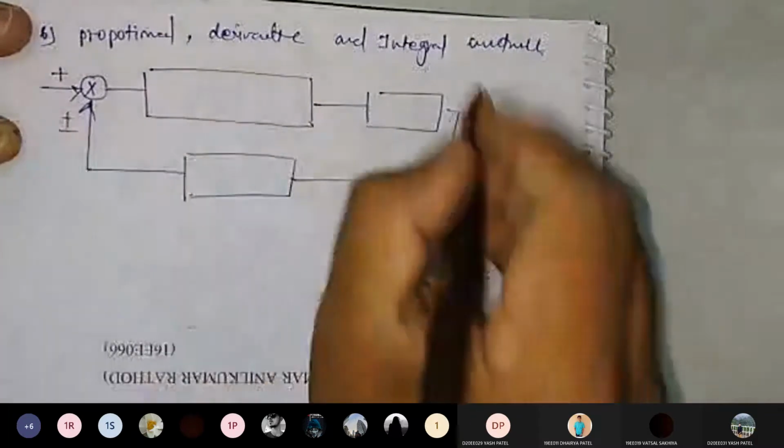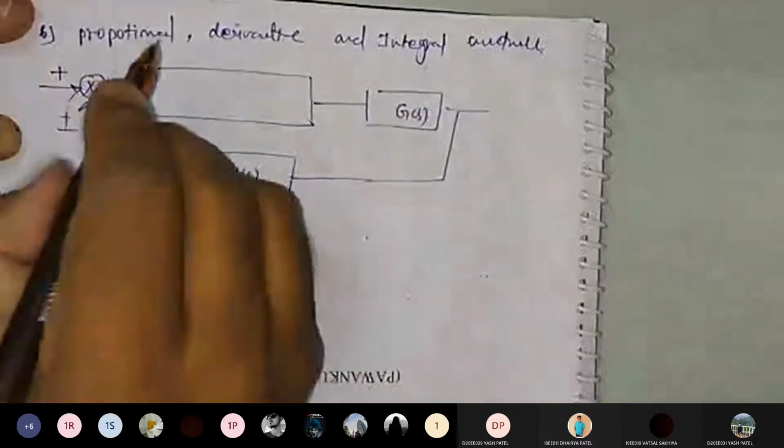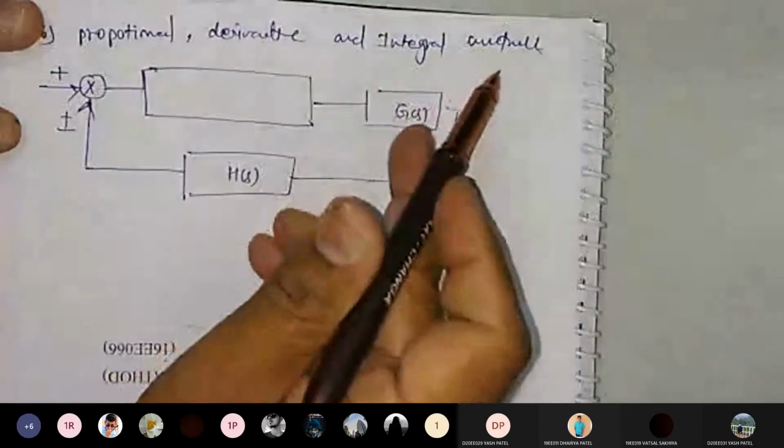We will be having this G(s) over here, we will be having H(s). Can anybody tell me what will be the output over here? Because it is proportional, derivative and integral control.